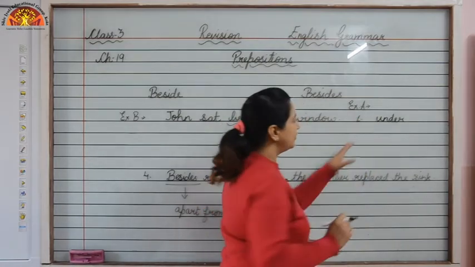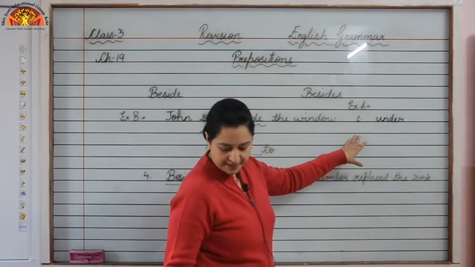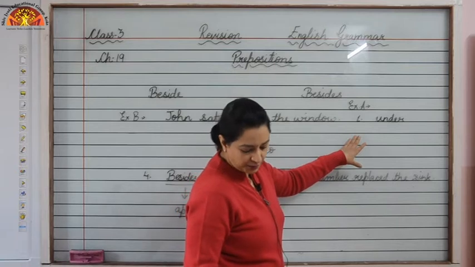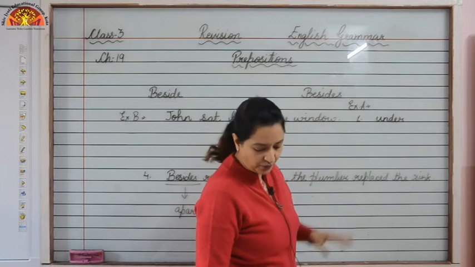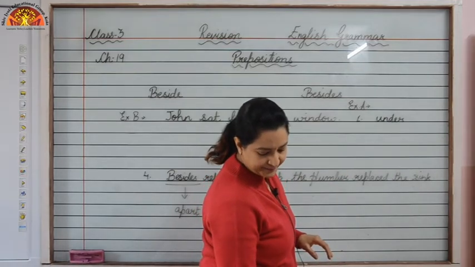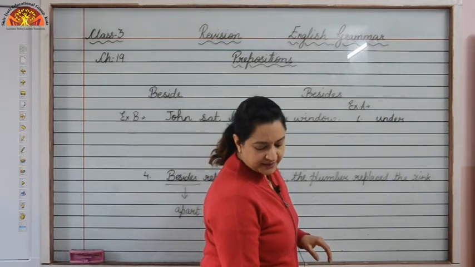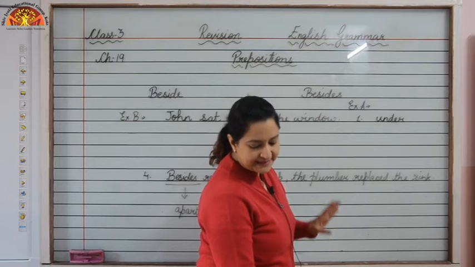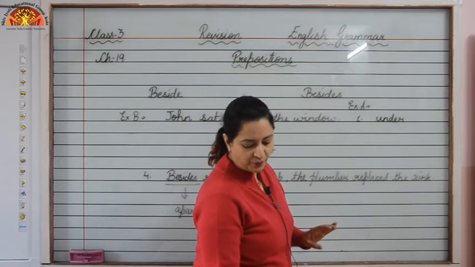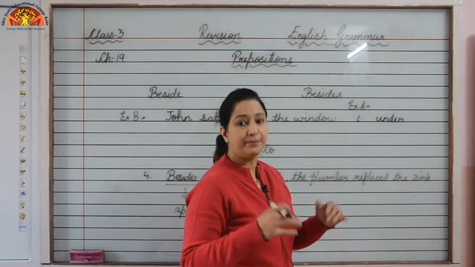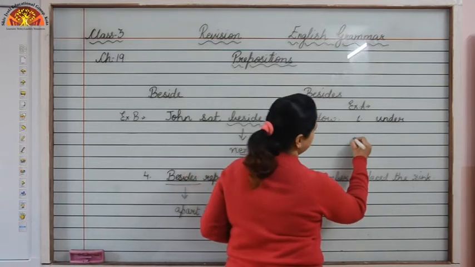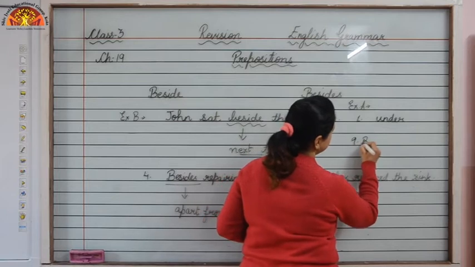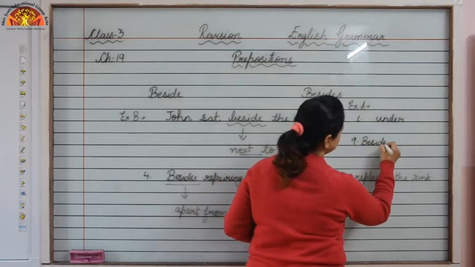Now let's do one more example. Move to page number 78, exercise number A only. Here is number 9: Besides the monitor, nobody was ready to stay back. Here in this sentence, number 9, it is besides.